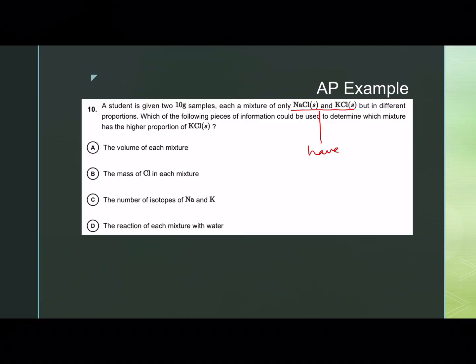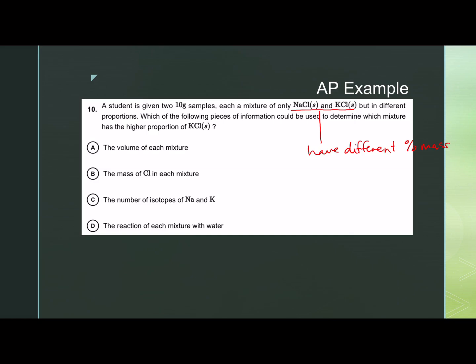Because sodium and potassium have different masses, the percent of chloride in each of these salts will be different. And so if you had a mixture and you could find the percent of chloride in the mixture, you would know whether it was closer to the sodium chloride or potassium chloride sample. And so the mass of chloride is what you need in order to figure out which mixture has the higher percentage or proportion of potassium chloride.